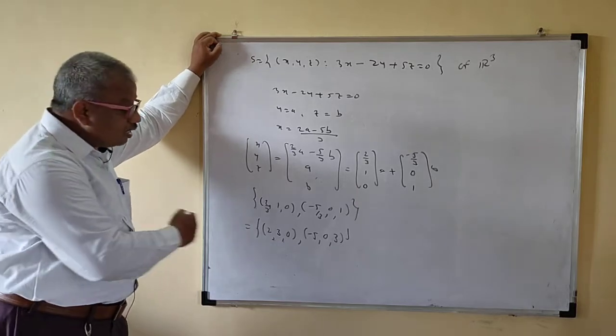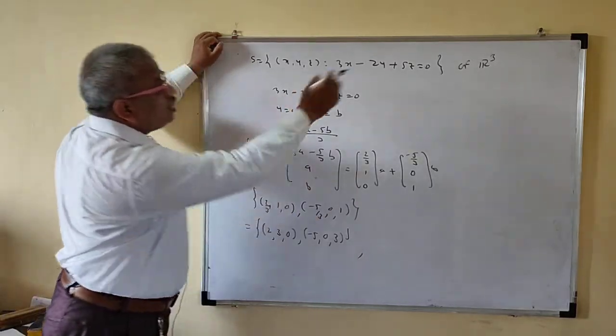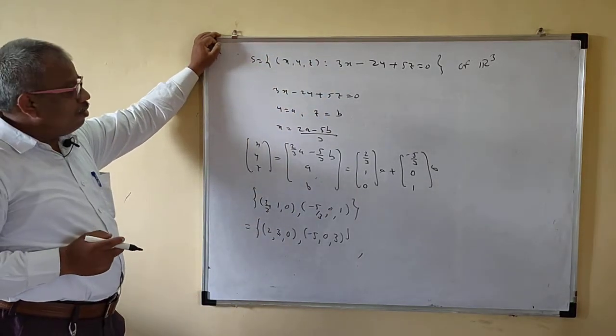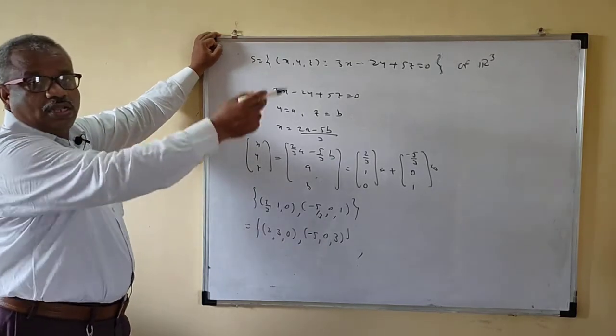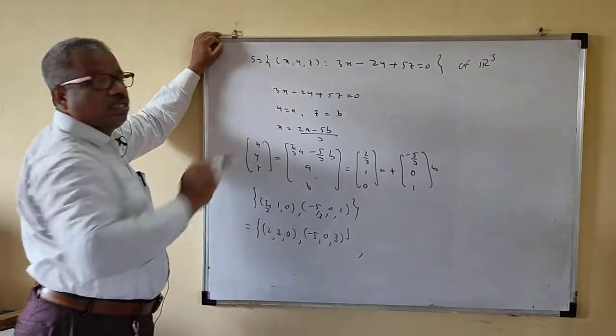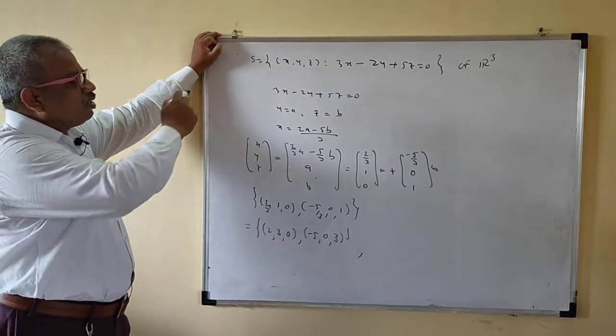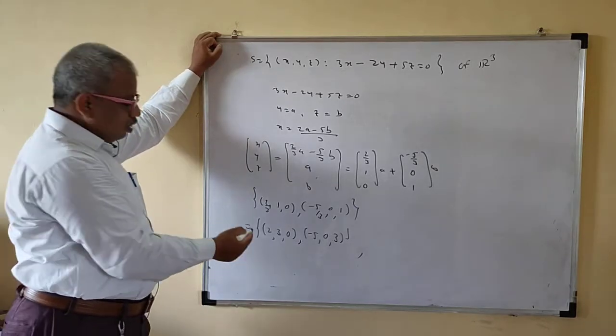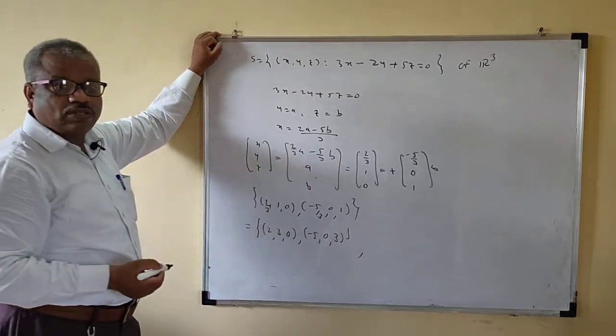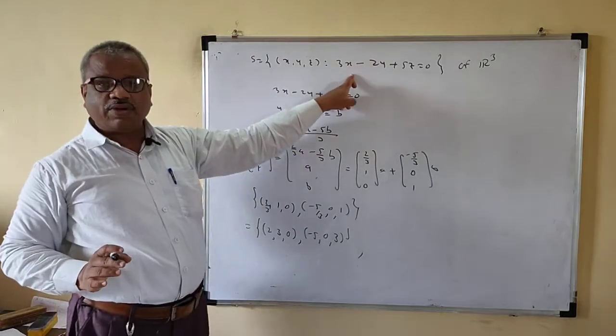So how to check the basis? Suppose this is a problem for an objective question: the basis for S, the subspace of the solution space, is given. So now see here, whatever the values are given. This is one equation in 3 unknowns.